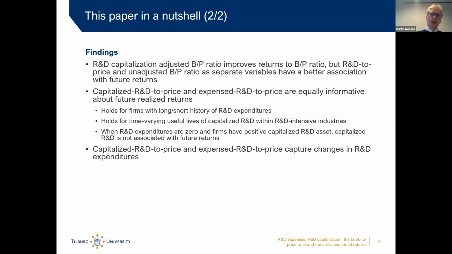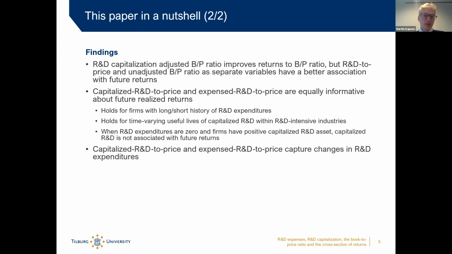As for the firms that actually have R&D expenditures, the capitalized R&D to price ratio and the expensed R&D to price ratio are equally informative about future realized returns. And to really tease out some incremental information content, comparing these two ratios is a bit challenging because they're extremely correlated. The Spearman rank correlation is, I think, 0.9. And therefore, I rely on sample splits so as to tease out any incremental information.